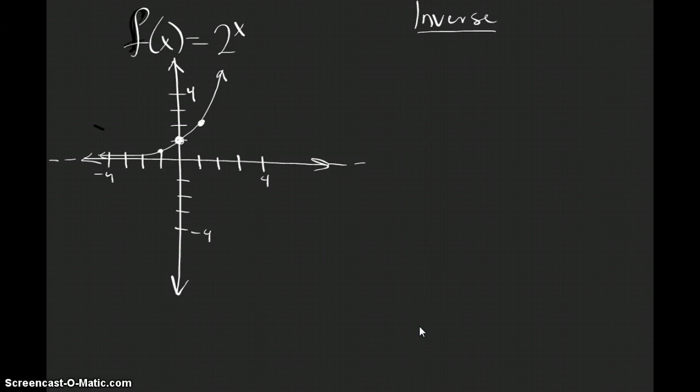Finding the inverse. So if I'm going to find the inverse, I switch x and y. I have x equals 2 to the y instead of y equals 2 to the x. Then I would like to have y by itself. So I need to get rid of this 2. And in order to do that, I would take log base 2, because log base 2 undoes 2 to the something.